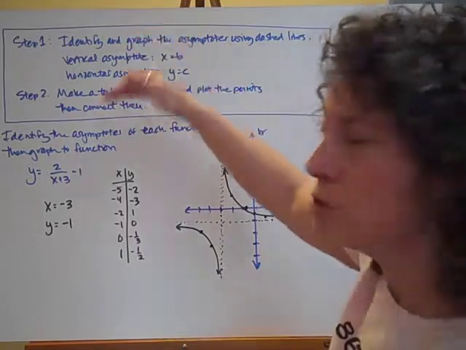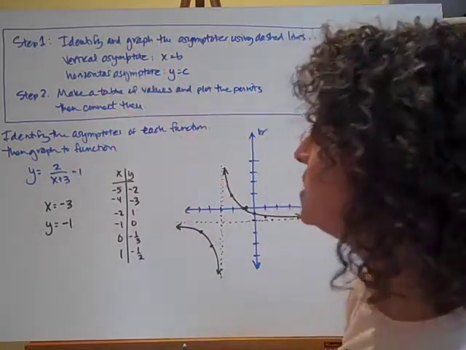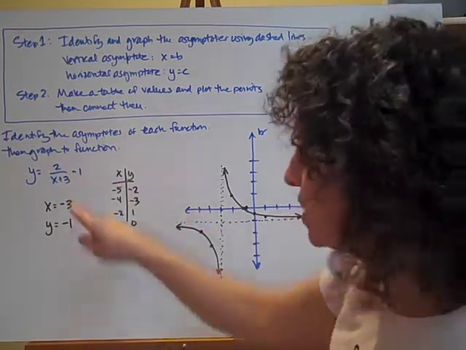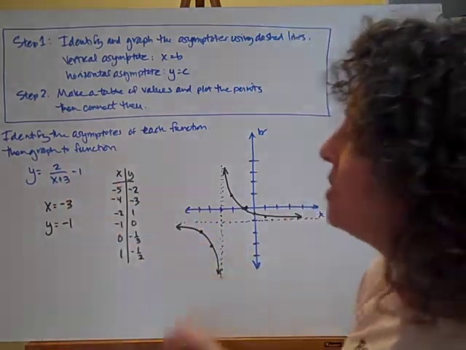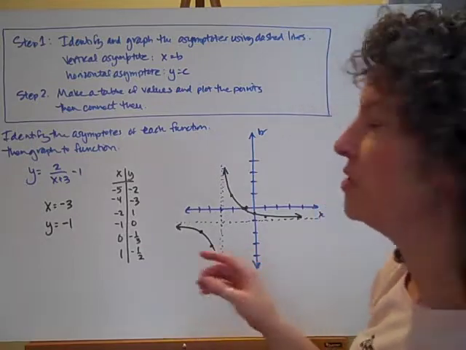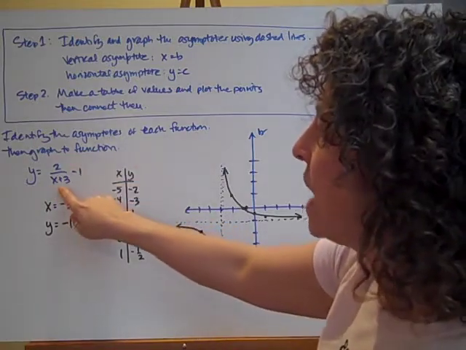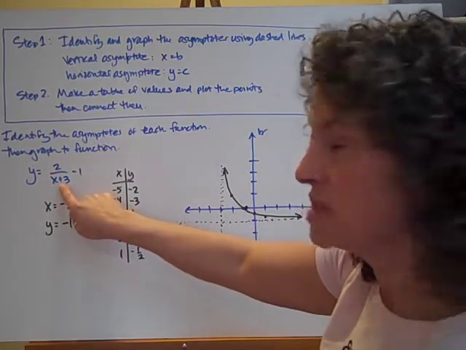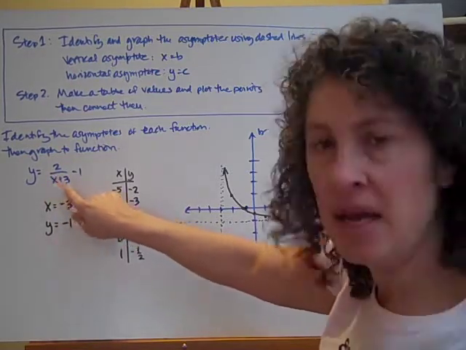So we're going to follow these two steps to graph this particular function. y equals 2 over x plus 3, minus 1. So remember that the parent equation for this has x minus b in my denominator. So b is actually, since this is plus here, this is x minus a negative b.